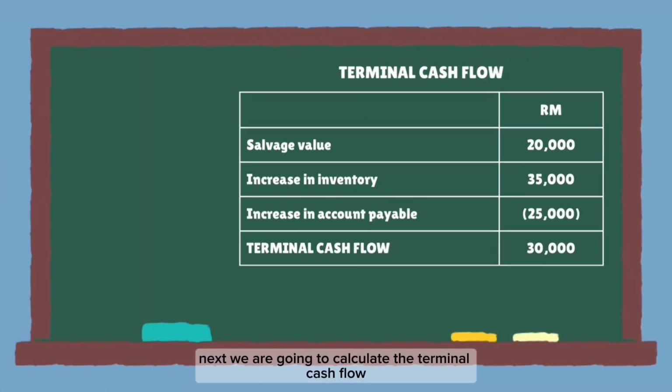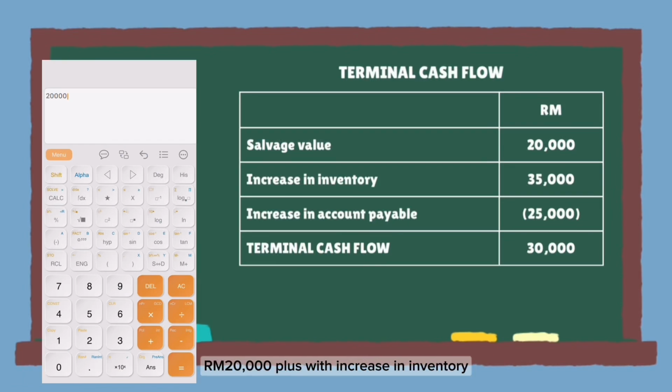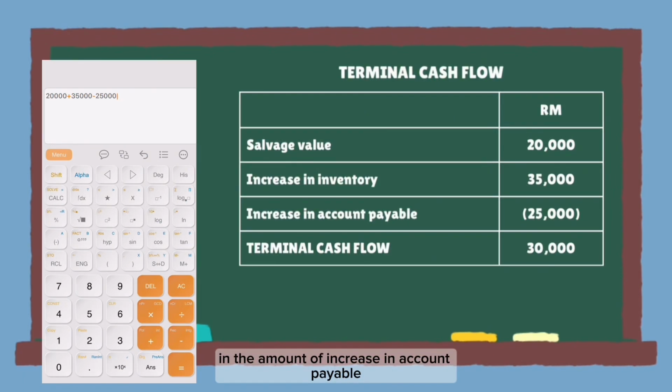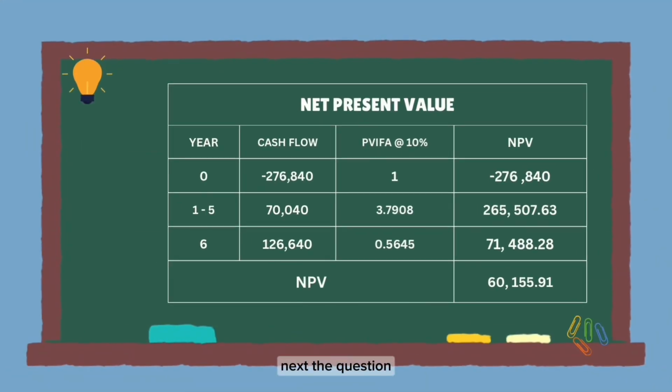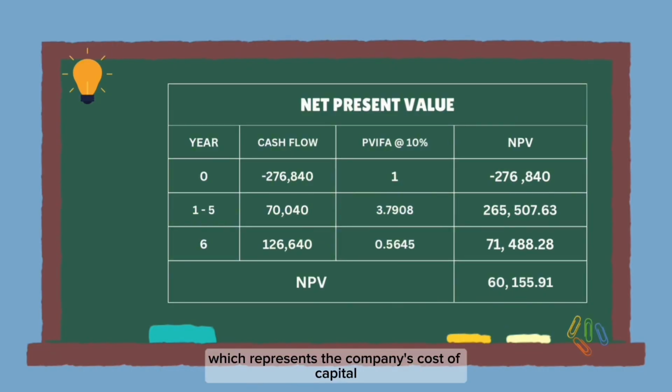Next, we are going to calculate the terminal cash flow. First of all, we take the salvage value, 20,000 ringgit, plus the increase in inventory, 35,000 ringgit, and deduct the amount of increase in account payable, 25,000 ringgit. And we will get the terminal cash flow of 30,000 ringgit. Okay, next, the question asks us to calculate the net present value, NPV, for the project using a 10% discount rate, which represents the company's cost of capital.